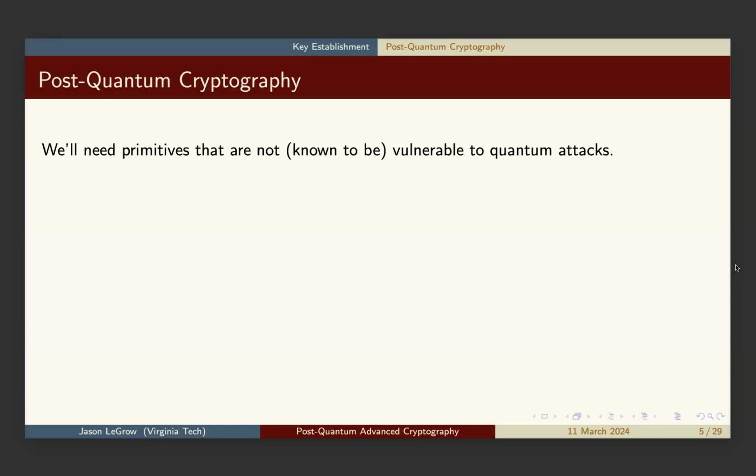The best complexity theorists in the world have been thinking about this for a long time and haven't made a lot of progress. So we're going to need things that we believe to be invulnerable to quantum attacks. And those things are called post-quantum protocols.